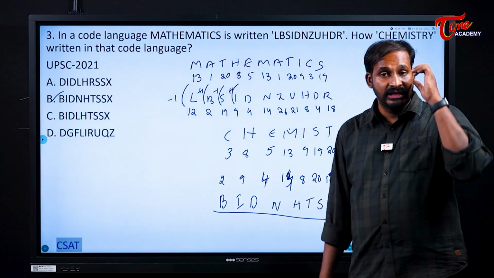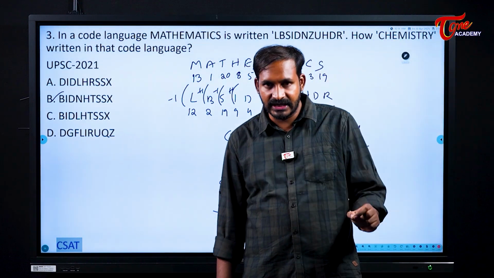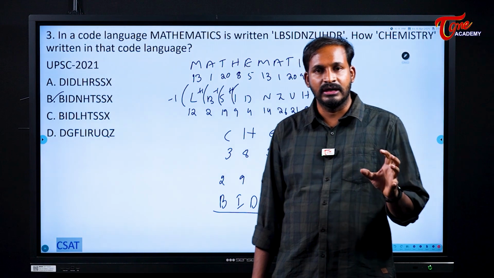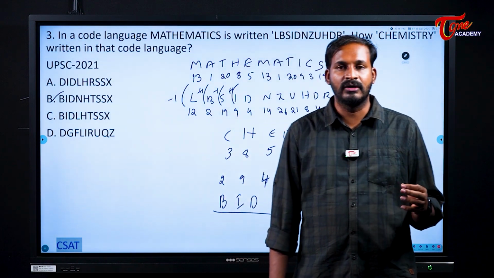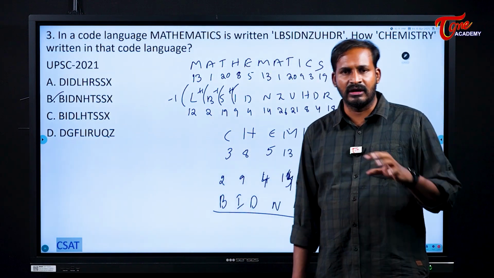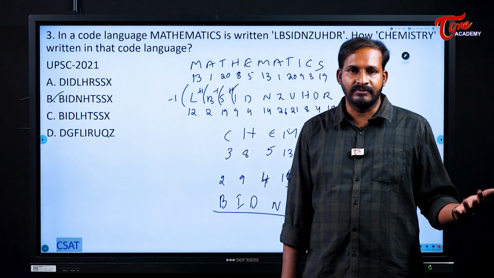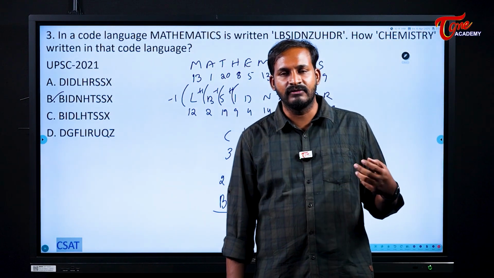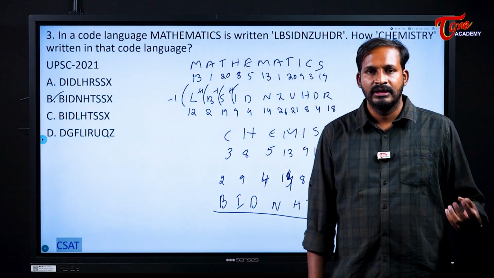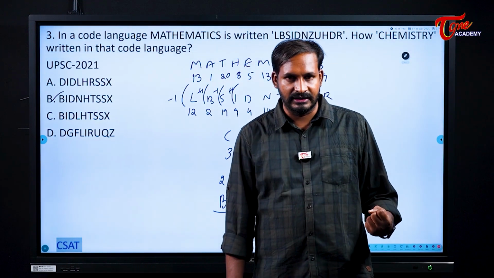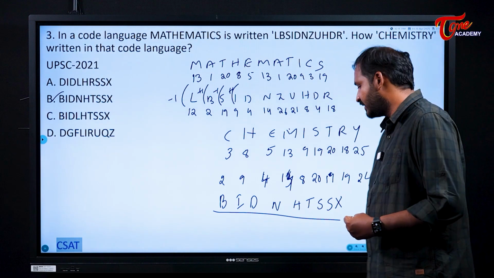See here, students. The questions from coding and decoding are very, very easy. You should score at any cost from this area. Why? Because when it comes to other concepts, the questions may be difficult or tricky. But in coding and decoding, the questions will be very simple and you will get the answers very quickly. So you should not lose marks from this area.